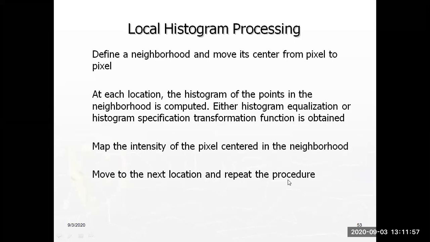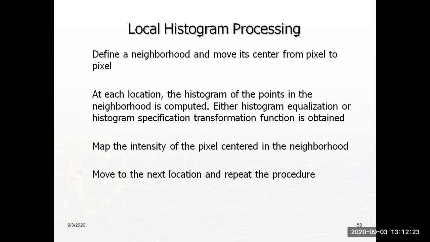So until your last pixel value, you have to repeat the procedure. What is the procedure? First, calculate the neighborhood of the first pixel value. Next, calculate the histogram of the first pixel value. Next, calculate the equalization of the first pixel value. Next, calculate the specification of the first pixel value. After that, map the intensity value, and with that, the first operation is over.